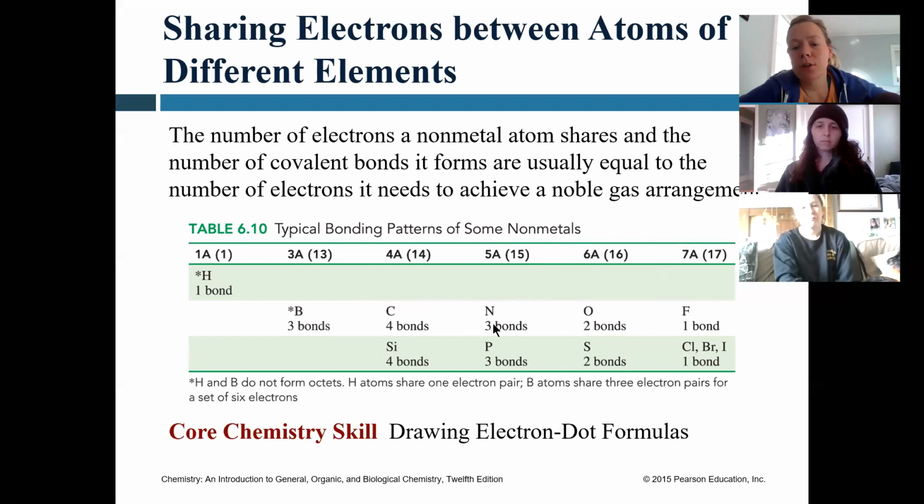Nitrogen here and phosphorus, they have 5 valence electrons. So they need 3 to get them to the noble gas. So they usually form 3 bonds. Oxygen and sulfur, they can form 2 bonds. Sometimes you see them doing more than that. And then fluorine, chlorine, bromine, iodine, because they're in column 7, they only need 1 electron. They usually just form a single bond with something.